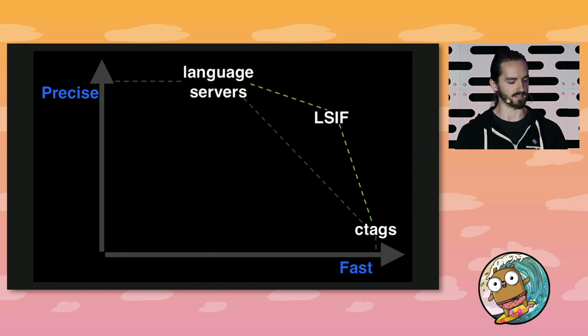LSIF is another point in the design space. It's a bit early to say definitively, but LSIF will probably be faster than language servers because the language analysis is pre-computed. And it's probably going to be more precise than ctags because it includes local variables and it is generated with type information present.